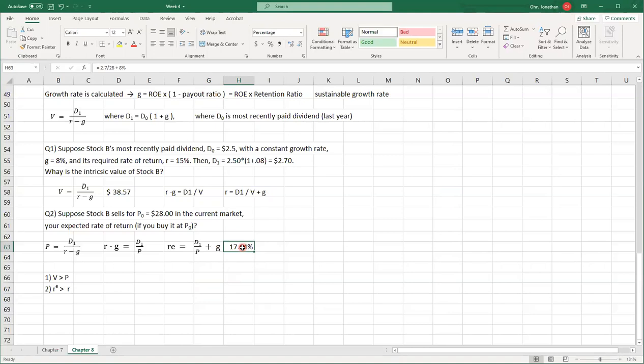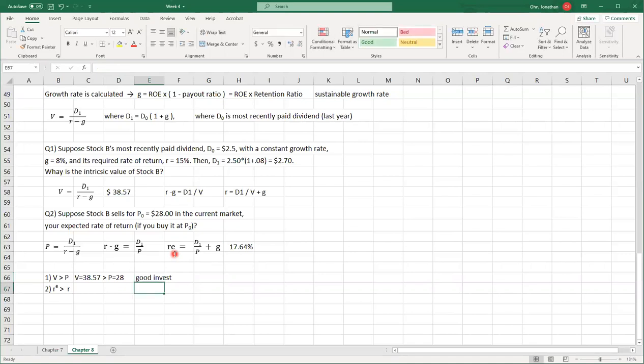So the last question is, would you buy that or not? Then we already know the answer, right? What we did was here, V is equal to $38.57. And we know that our P value, the current market price, is $28. You see that the $28 market price is substantially lower than the intrinsic value. So this one is attractive, a good investment.